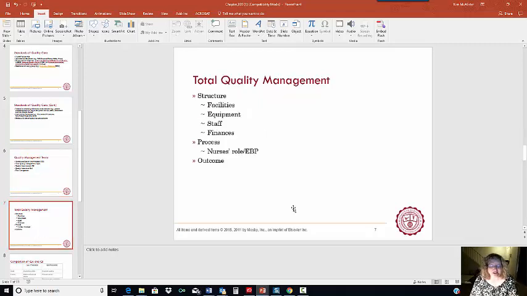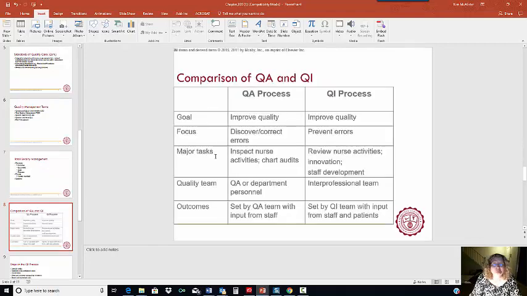So total quality management involves assessment of the agency's structure, processes, and outcomes. Structures include the facilities of the building, equipment that's used, the staff who's involved in care, and finances. Where does the money go? The process includes the nurse's role and evidence-based practice. Outcomes include quality measures desired by the hospital, state, and local regulating bodies and federal requirements.